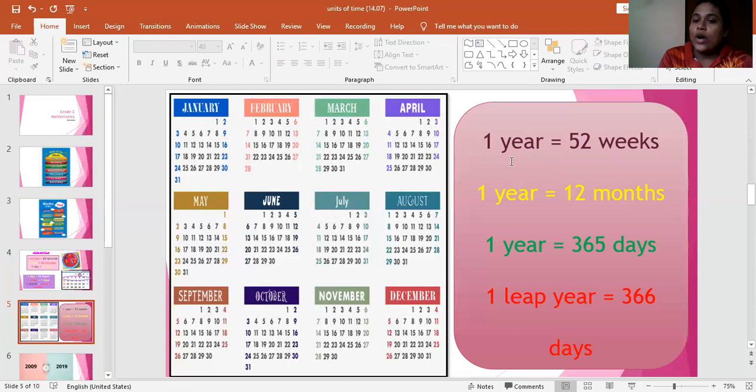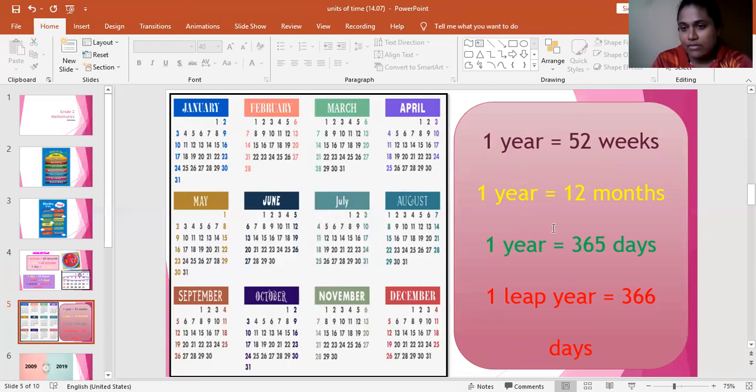This says 1 year equals 52 weeks. Here we can count all the weeks and check. Right here also it has 1, 2, 3, 4 complete weeks, and these are only 3 days. Here also it has 1, 2, 3, 4. Normally it has 4 weeks, but sometimes it moves to 5. So altogether 52 weeks are there for the entire year.